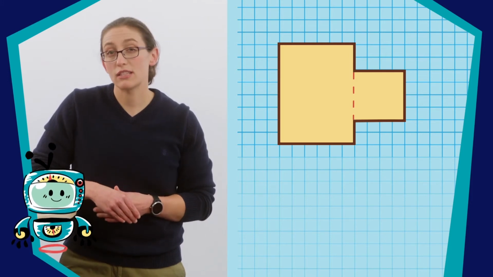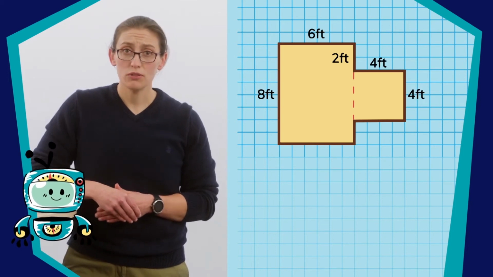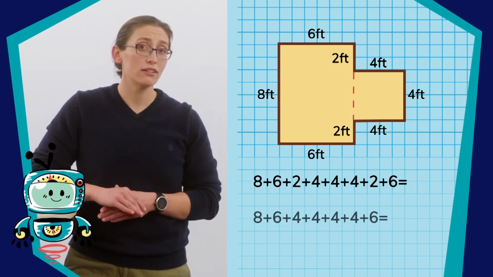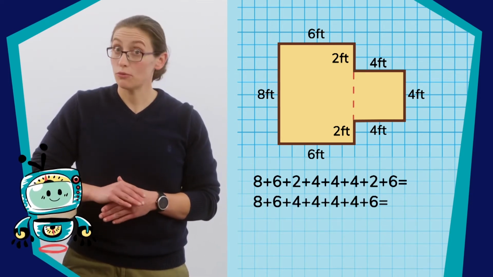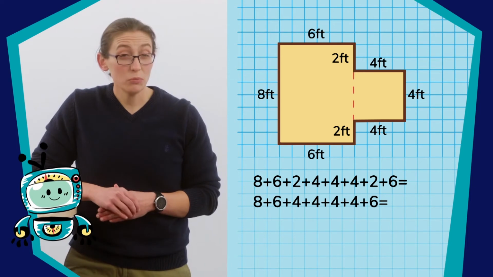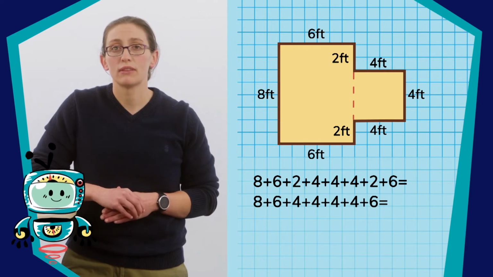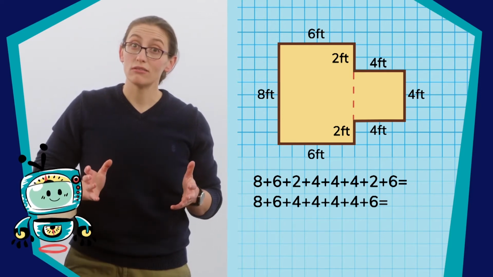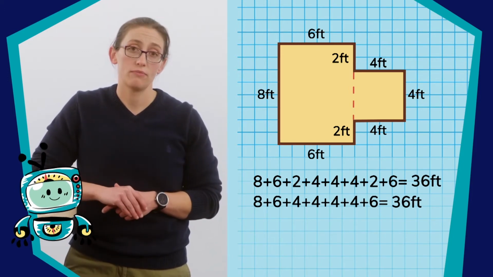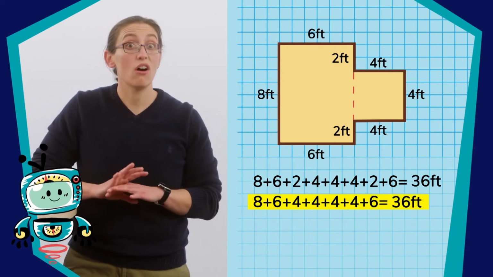So my number sentence for this T-shape would be 8 plus 6 plus 2 plus 4 plus 4 plus 4 plus 2 plus 6. If we look at what we had before, 8 plus 6 plus 4 plus 4 plus 4 plus 4 plus 6. They look pretty close to the same thing, so I think you're right. These are the same value. So whether it's a T or an L, this sandbox will need 36 feet of wood to go all the way around the outside. I think we should go with the L-shaped one. There is less cutting for me to do to make all of the sides.